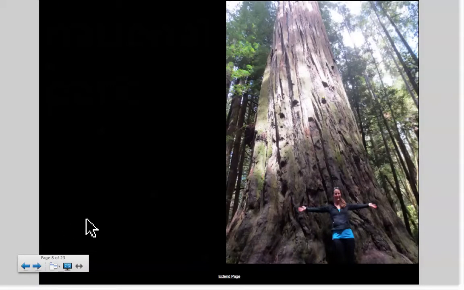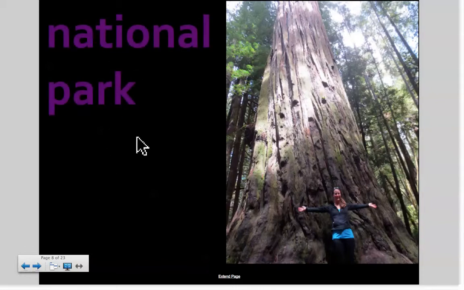Here's the first part of our trip to California. I am standing in a national park. The national park was absolutely incredible. Give me a thumbs up if you think the word national park deserves a capital letter. Give a thumbs down if you say, well, there are lots of national parks. You should be giving a thumbs down. National park does not need a capital letter. There are lots of national parks throughout the United States.